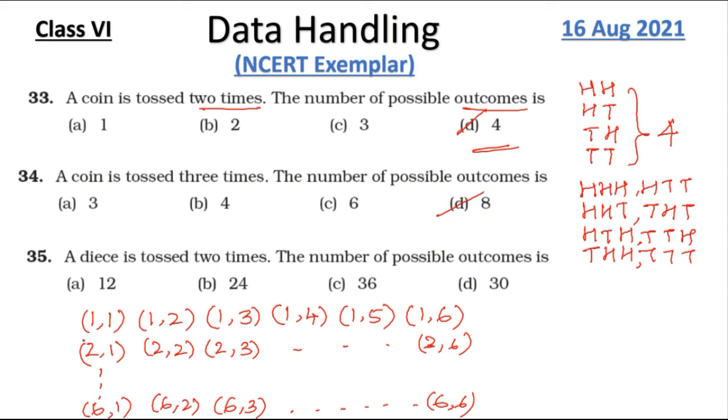The meaning of 1, 1 is, on the first dice, it is showing 1 on the top. In the second dice, it is showing 1 on the top. The first time, this is second time. Like this, we have 6 rows and 6 columns. We have got 36 outcomes. So the outcomes are 36.